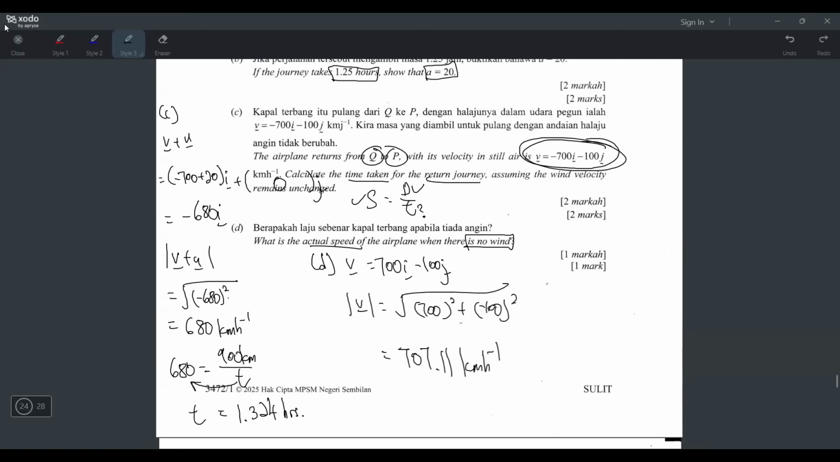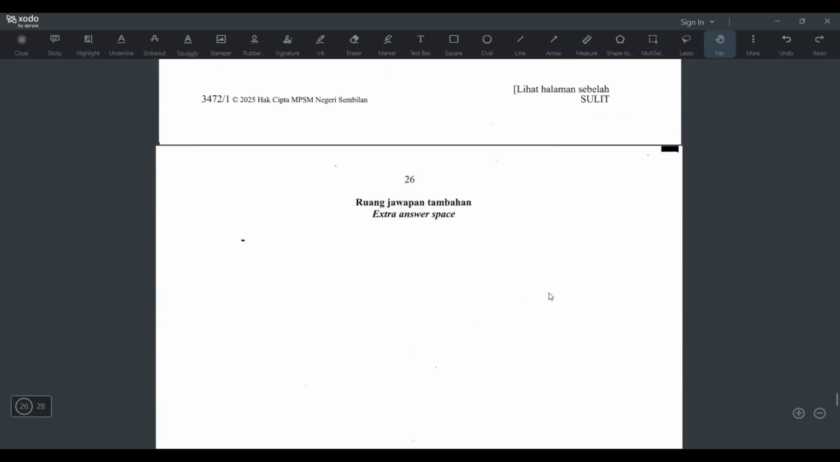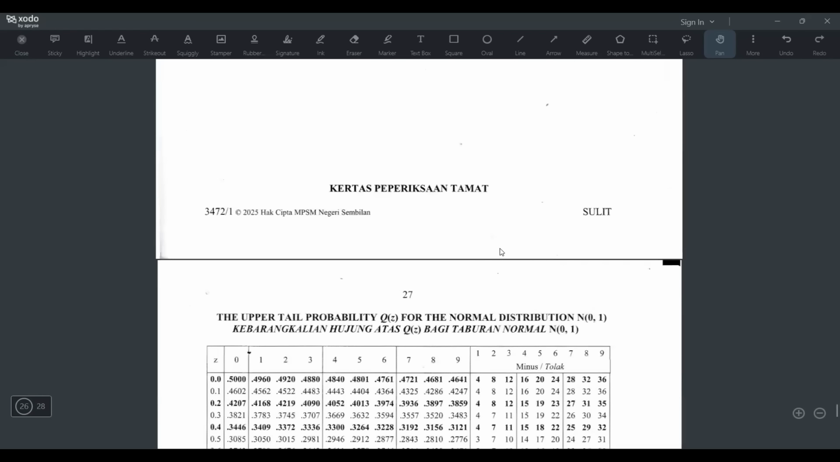All right, I think I'm done with this question. How many marks? 3 plus 2, 5, 7, 8 marks for this. This is the last question, right? So the exam paper is finished.